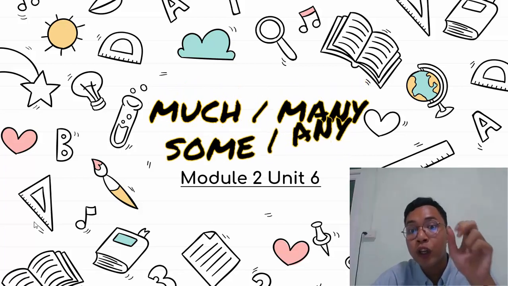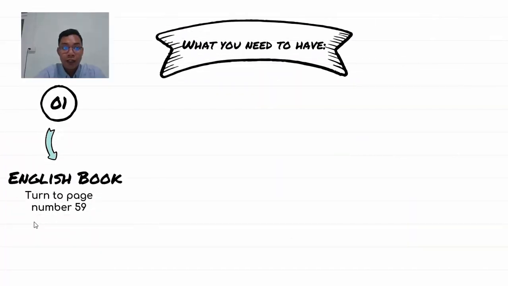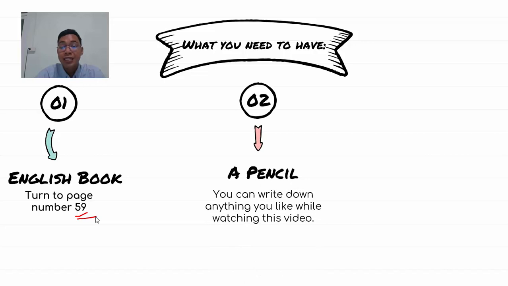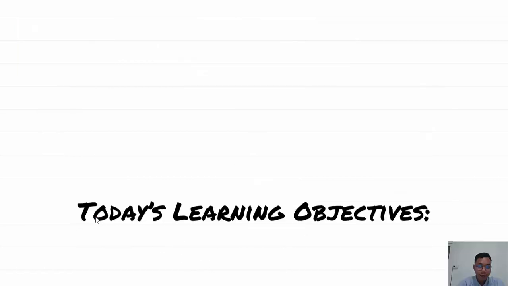Module 2, Unit 6. Alright, so what you need to have: first is your English book, and turn to page 59. Second is a pencil so you can write down anything while you're watching this video. And third, an eraser to erase your mistakes and keep your book clean.